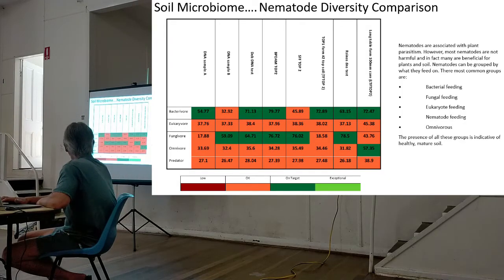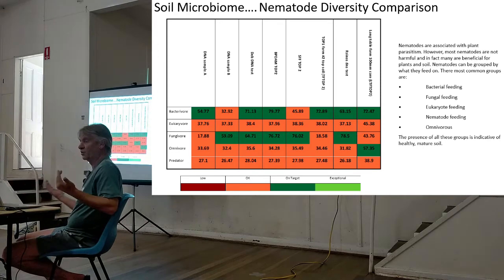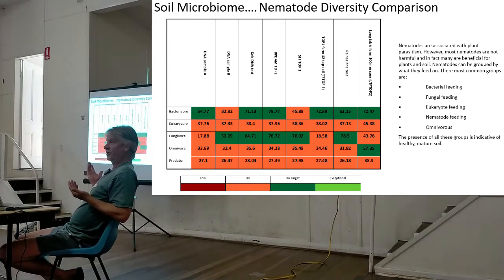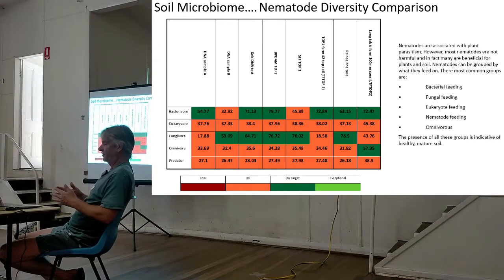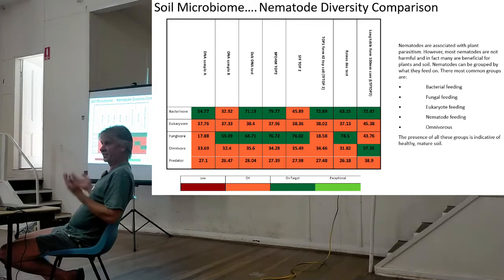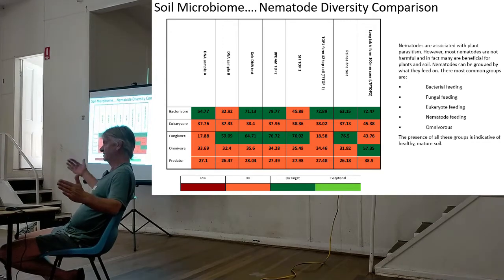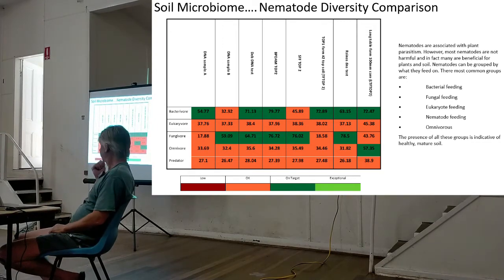Nematodes are another one. So you can see here a lot of these are okay or on target. Again, we're still asking what this actually means. If you've got a green field versus a rehabilitated mineland paddock, I'd be very surprised if we got similar numbers. I think that's the sort of difference in disturbance where you would notice significant changes in the soil microbiome.